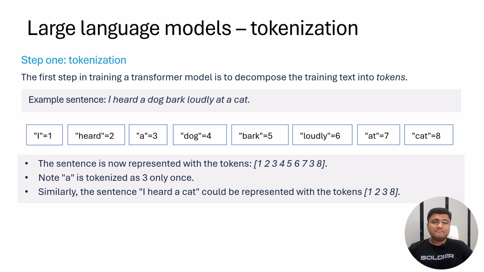As you can see here, I'm providing an input statement like, "I heard a dog bark loudly at a cat." When I provide this input text, it's going to convert this statement into tokens. Each word or part of a word is converted into a separate token.